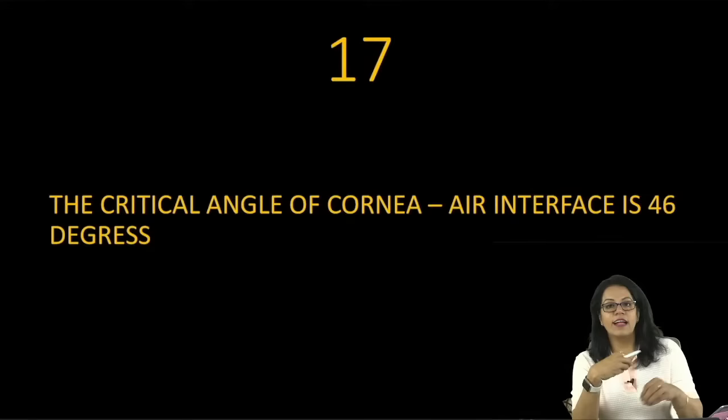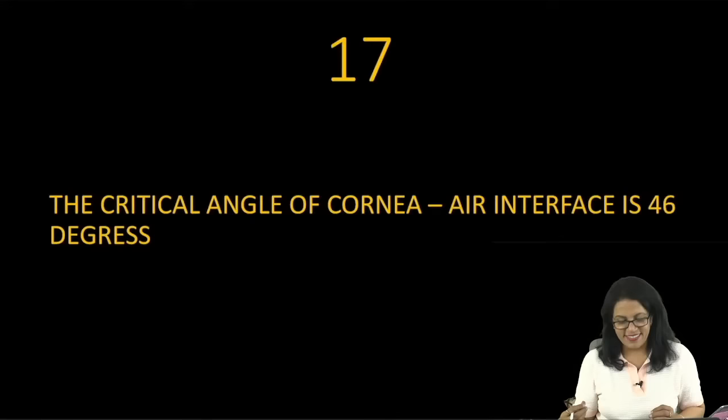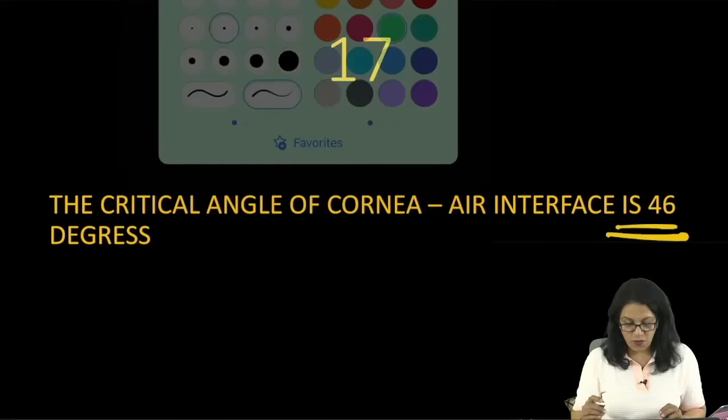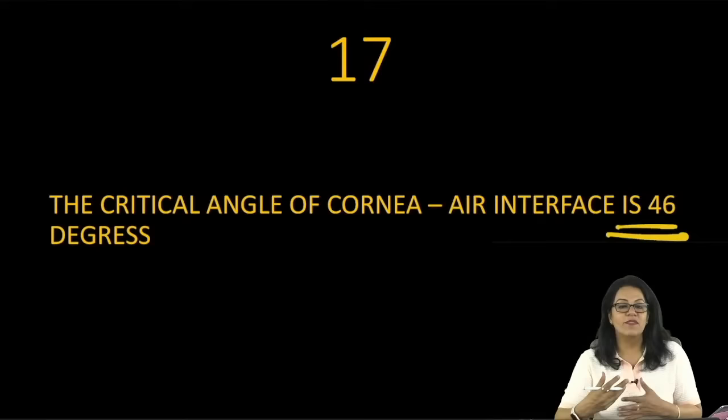Any angle of incidence more than the critical angle means there will be no refraction but total internal reflection. So, this is all we are talking about, the principle of gonioscopy. Why can't you see the angle structures through a slit lamp? Because of total internal reflection in the angle.